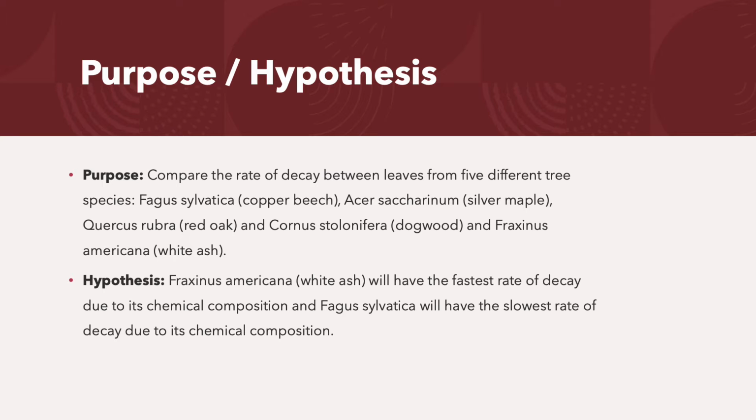The hypothesis was formed based on the chemical composition regarding nitrogen and lignin of the different species. It is hypothesized that the Fraxinus americana species will have the fastest rate of decomposition, and the Fagus sylvatica species will have the slowest rate of decomposition.